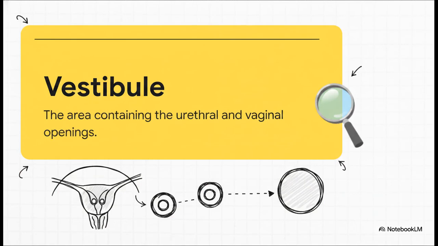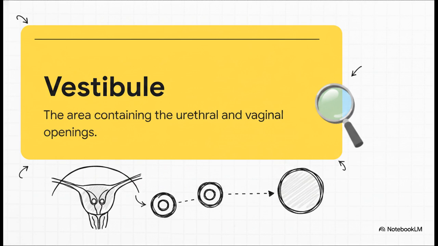Now here's a pro tip for consolidating your notes. Let's tie those two openings together. The entire area containing both the urethral and vaginal openings has its own specific, highly testable medical term. It's called the vestibule. This is just such an elegant way to clean up your notes. Instead of listing the openings separately every single time, you can refer to the vestibule as the collective anatomical region that houses them both.